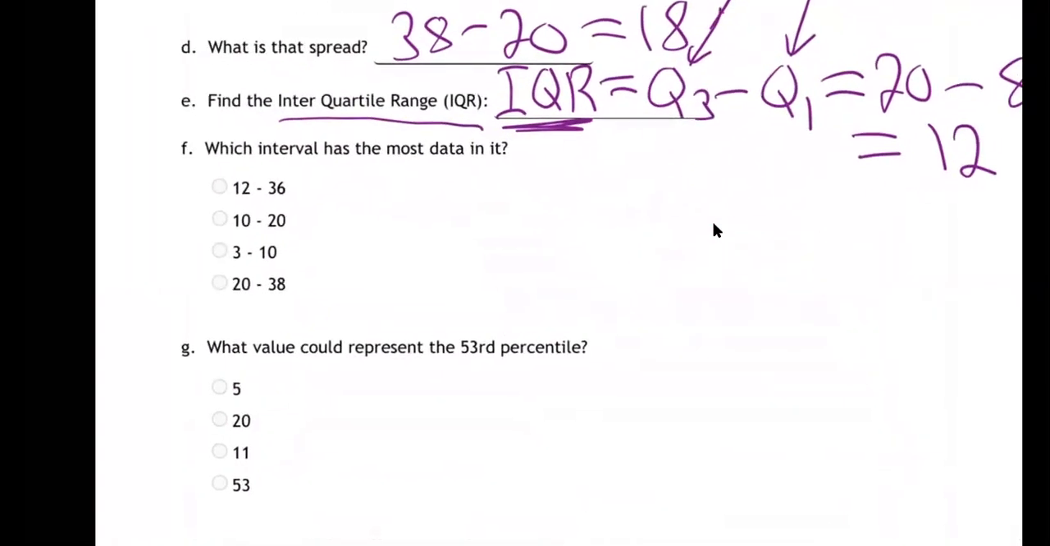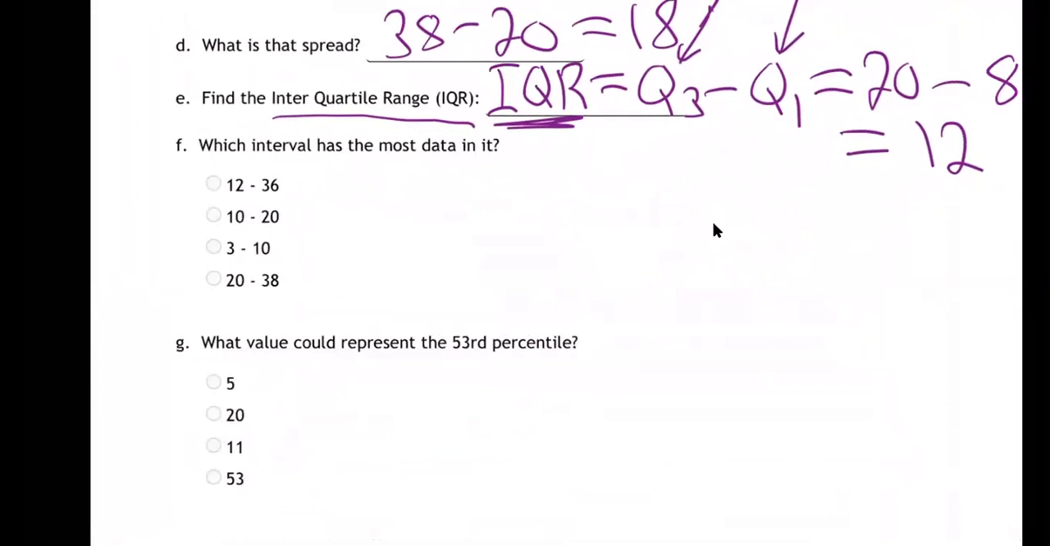2 more parts. F. Which interval has the most data in it? Now, this is a super tricky question, folks. I just want to give you a heads up. This is really, really tricky. Are you ready? Are you feeling sharp this morning? Let's go up and look at that question very carefully. Notice what it says. Most data.